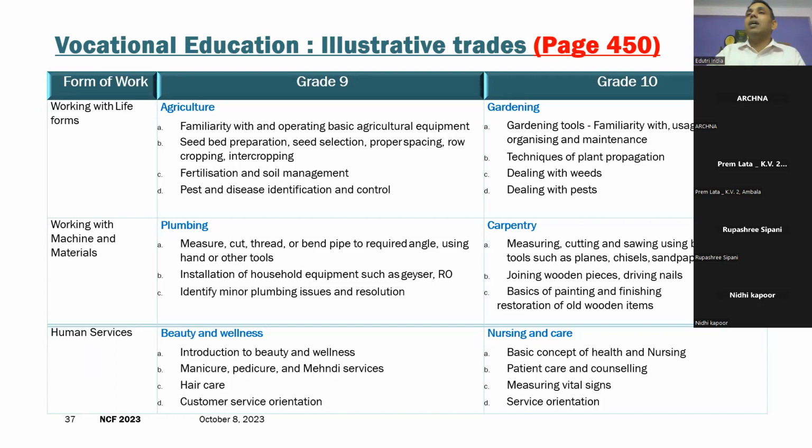I hope... Excuse me, sir. Yes, ma'am, please. Sorry to interrupt. Right now you told class 9 something different and class 10 something different. So while registration for students in class 9 is done. Yes.